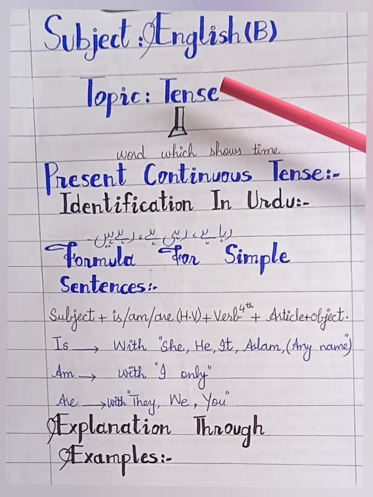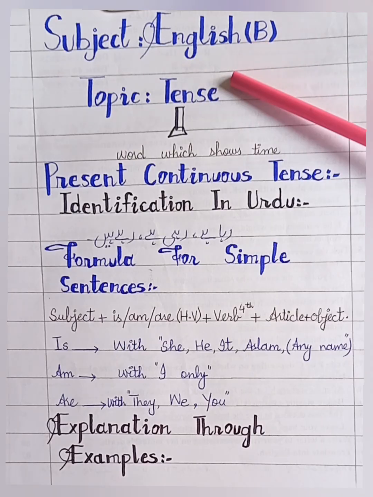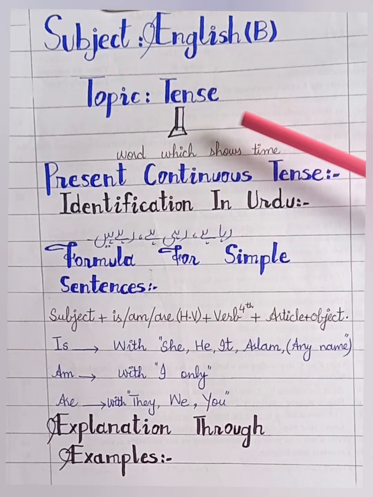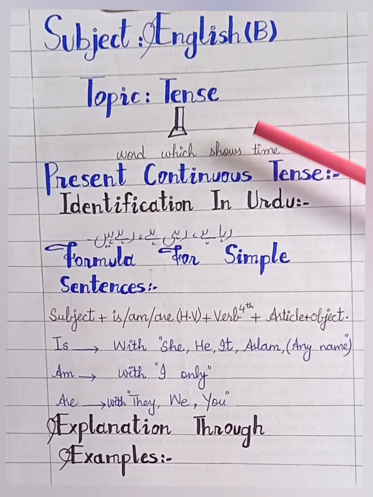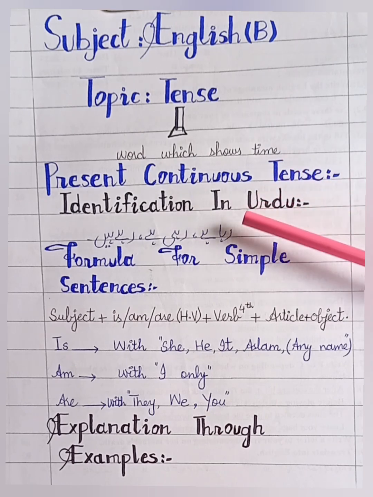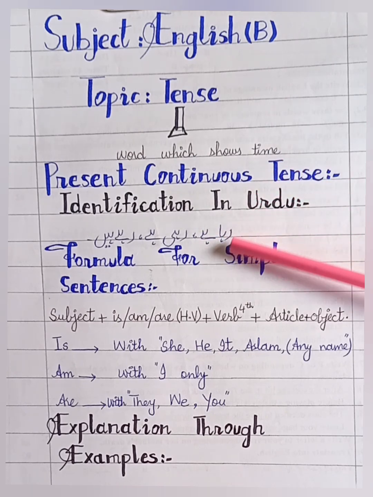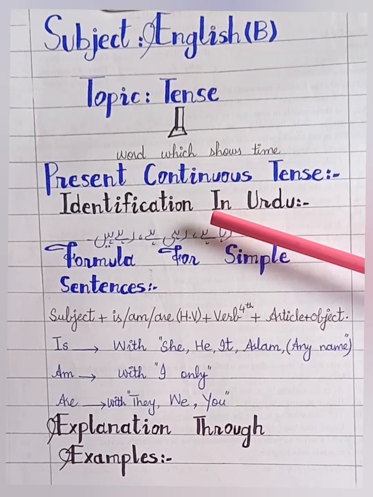Today our topic is related to tense. As I told you in the previous lecture, tense means a word which shows time, and I have already told you about the major categories and subcategories of tenses. Today we will discuss the present continuous tense. First of all, I will tell you the identification of this tense in Urdu: रहा है, रही है, रहे हैं come at the end of these sentences.